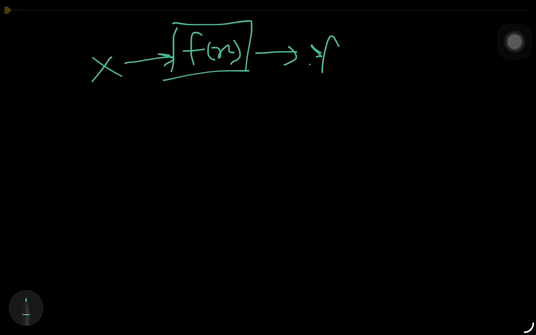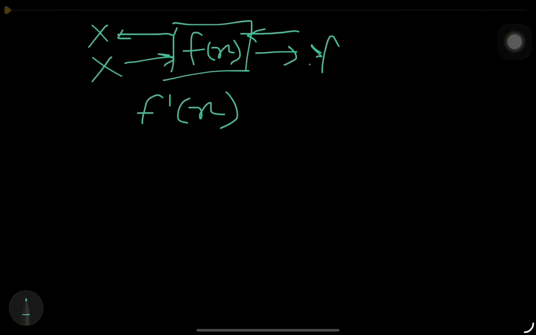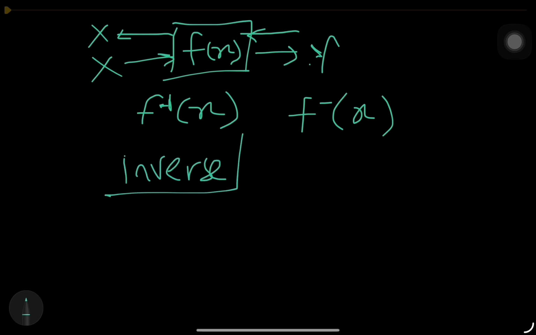Now, it means that if I were to reverse the rule and I put y inside, it should return me the original input x. This new reverse function is known as f inverse of x, written as f negative 1 of x, or simply f inverse of x. This is known as the inverse of the function.